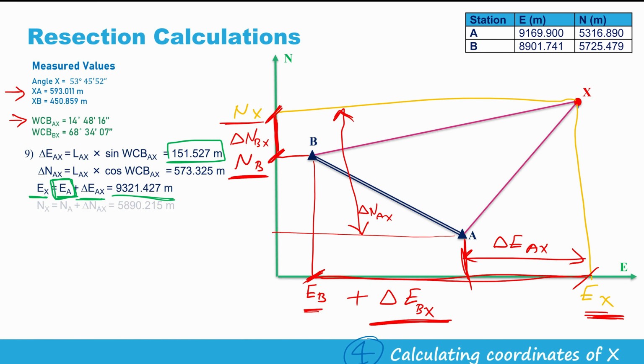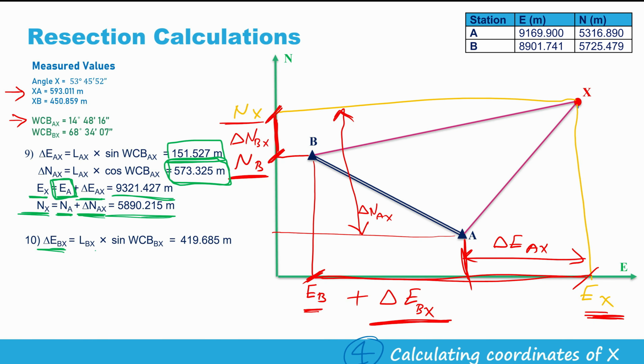Now let's calculate northing of X from station A very similarly. So northing of X from A is northing of A plus delta N between A and X, which is this number here. This is delta N between A and X. And you will have the answer 5,819.215 in this case. So now we have calculated the coordinates of X from station A. We will repeat this from station B.